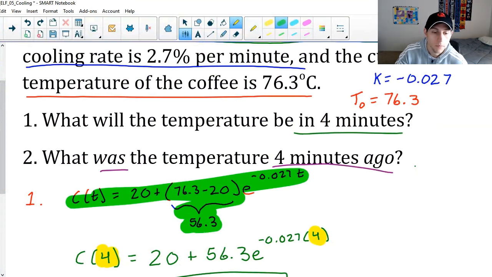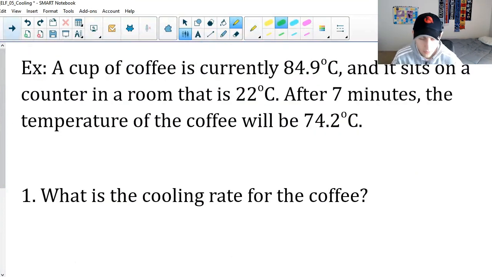But now, let's say a cup of coffee is currently sitting at 84.9 degrees Celsius, and it's on the counter in a room that is 22 degrees Celsius. After 7 minutes, the temperature of the coffee will be 74.2 degrees Celsius. Question 1, what is the cooling rate for the coffee?